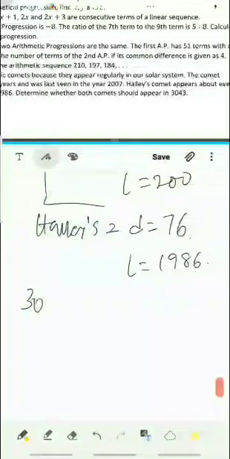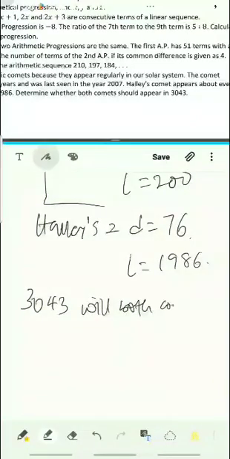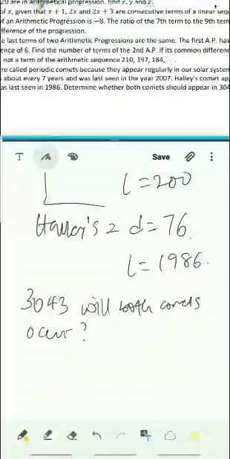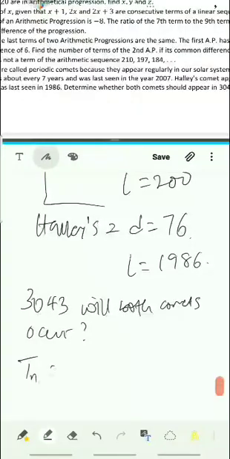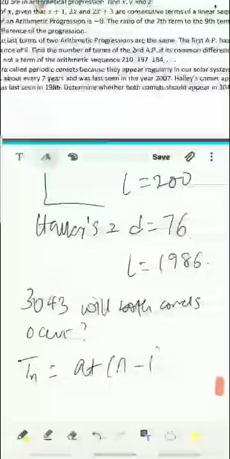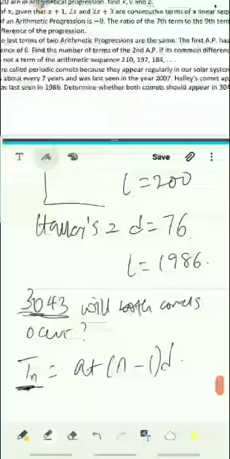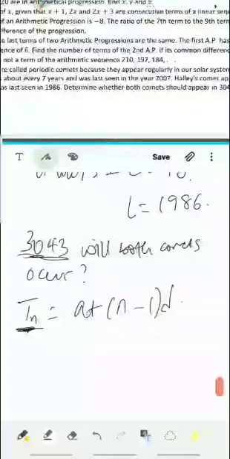So in the year 3043, will both comets occur? Okay, so let's check and see. We want to project and see if these two comets are going to appear together in the year 3043. So recall Tn is equal to a plus (n minus 1)d. Now 3043 is like our nth term, so we want to project and see this 3043.